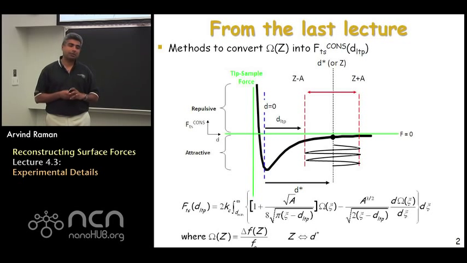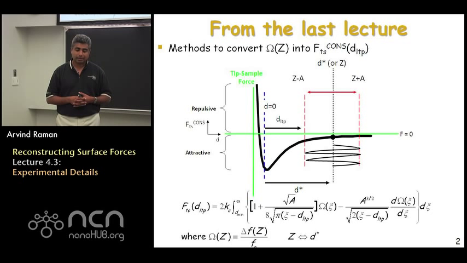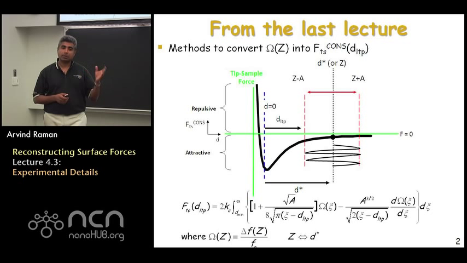We talked about the fact that there are methods that assume small oscillation amplitudes. There are methods that assume large oscillation amplitudes, but lately there's been an emerging consensus on trying to use a unified approach which does not require an assumption on the oscillation amplitude, such as the formula given by Sader and Jarvis, or the matrix method that's been proposed by Giessibl's group. So what's shown here, for example, is the formula that allows one to convert the relative frequency shift omega into the tip-sample interaction force at the location of the lower turnaround point, or DLTP.